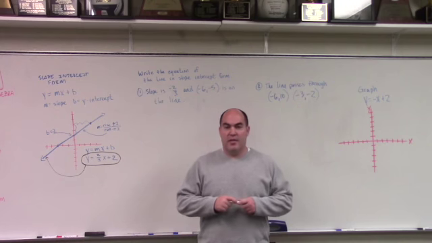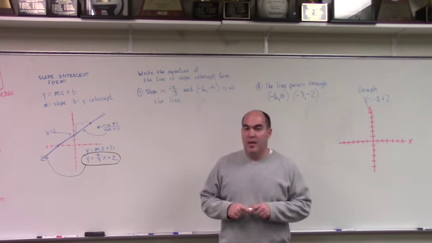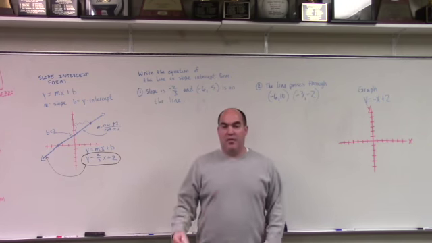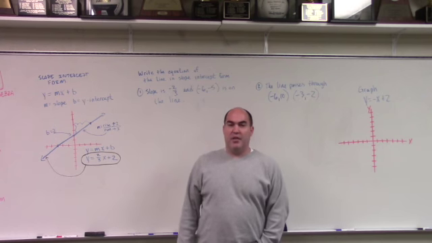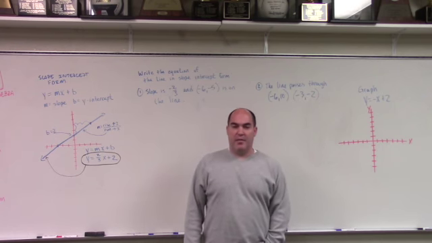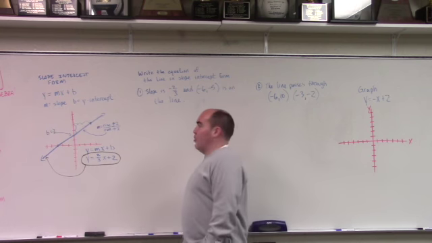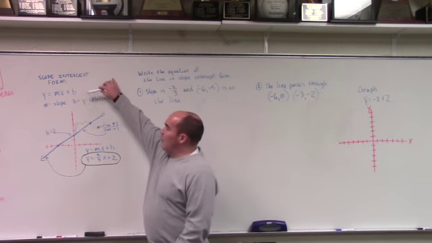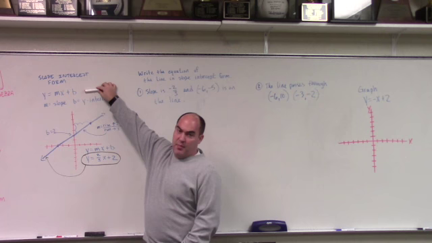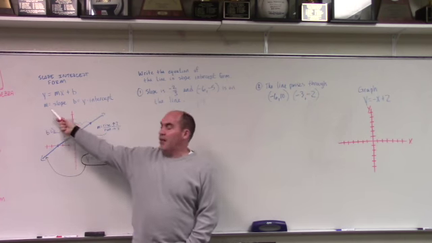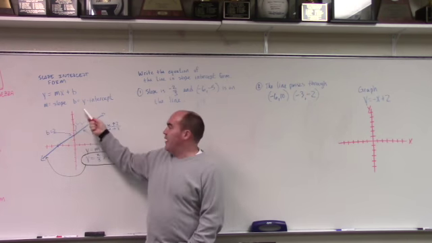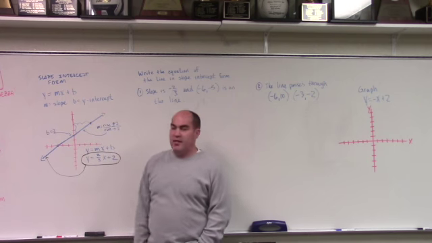Good morning. Today we're going to talk about slope-intercept form. This is going to be super helpful in everything else you're going to do in Algebra 1, so we got to make sure we get this right. Slope-intercept form is y equals mx plus b, where m represents the slope and b represents the y-intercept.